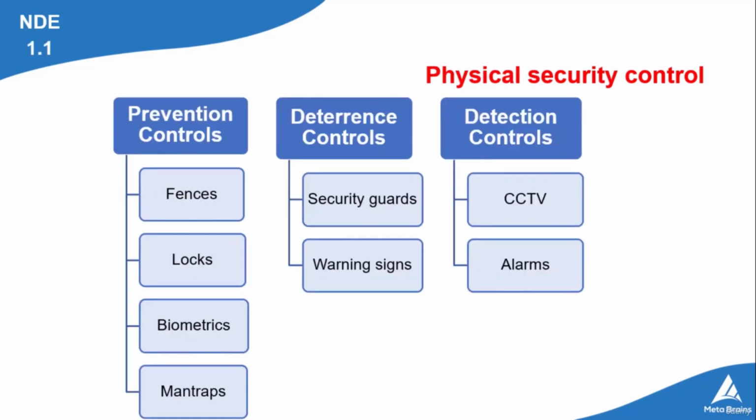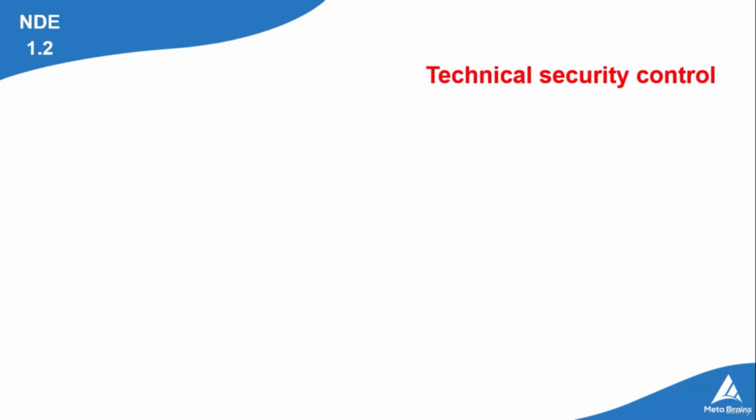The physical security controls are designed to prevent unauthorized personnel from gaining physical access to a network. They mostly comprise prevention controls like fences, locks, biometrics, man-traps, and more, as well as deterrence controls such as security guards and warning signs, and detection controls, which take into consideration CCTV, alarms, and more.